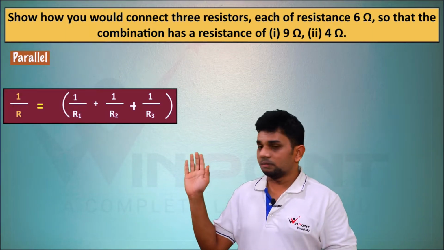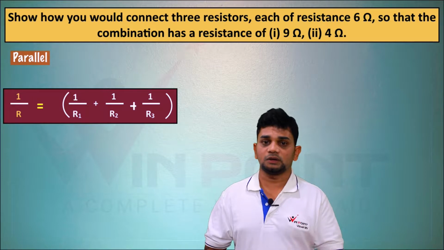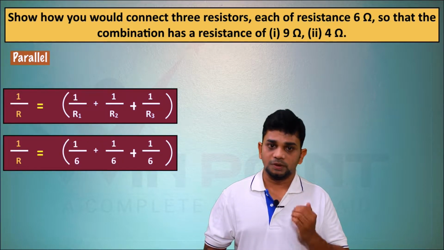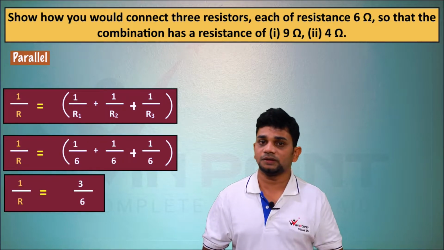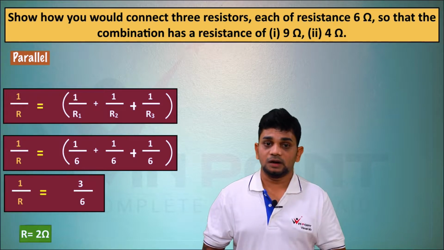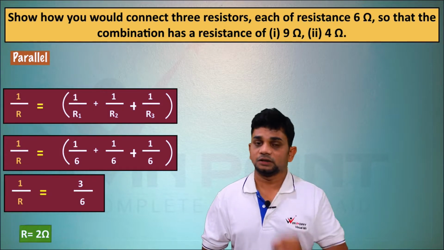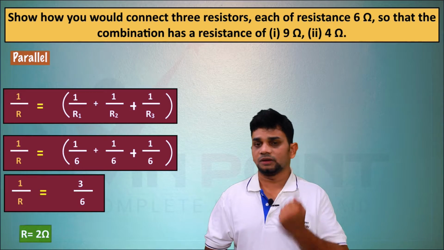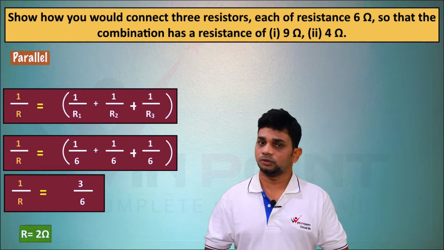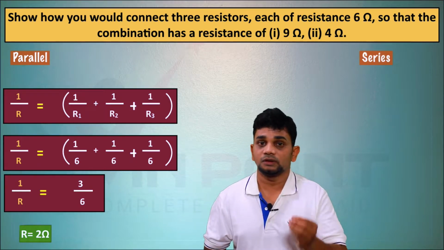It will be 1 by R equal to 1 by R1 plus 1 by R2 plus 1 by R3. It will be 1 by 6 plus 1 by 6 plus 1 by 6. It will be 3 by 6 and R will be 6 by 3, which is 2 ohm. But in the question it is 9 ohm and 4 ohm. So this method is not possible. Let's try with series connection.